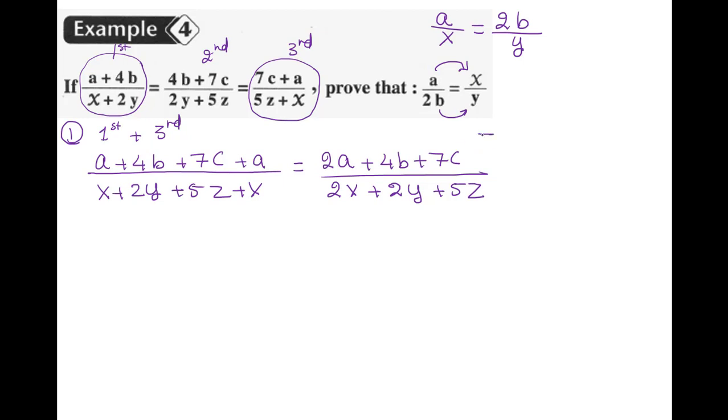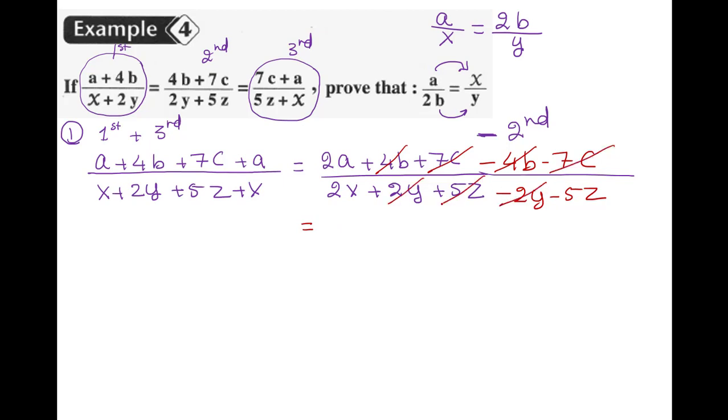Here I'm going to subtract from this the second term. So if I subtract it, I'm going to change the signs. So it will be minus 4b minus 7c over minus 2y minus 5z. Now, if I do my further calculations, this will cancel with this, and this will cancel with that. Then this will cancel with this, and this will cancel with that. It will leave me with 2a over 2x. The 2 will go with the 2. It will leave me with a over x, which looks like this part. Number 2 here.